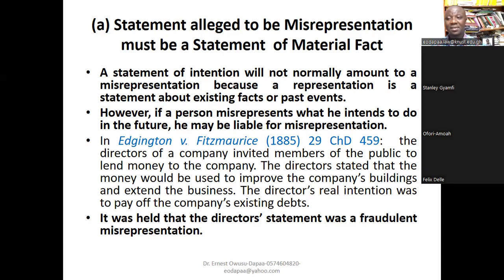But it is possible in a limited instance for a statement of intention, that is a statement pertaining to the future, to be treated as misrepresentation.